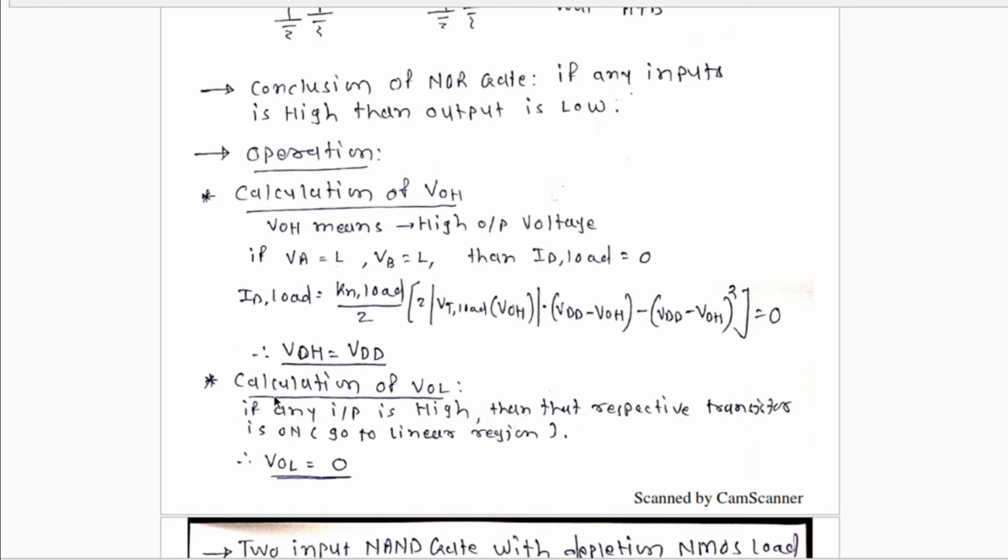Now the second one, the calculation of VOL, the low output voltage. If any input is high, then we get the low output voltage. How does it work? If any input is high, then that respective transistor is on and works as a closed switch, V out is connected to the ground, and so finally VOL is equal to 0. This is the basic understanding of the two input NOR gate with a depletion NMOS load.